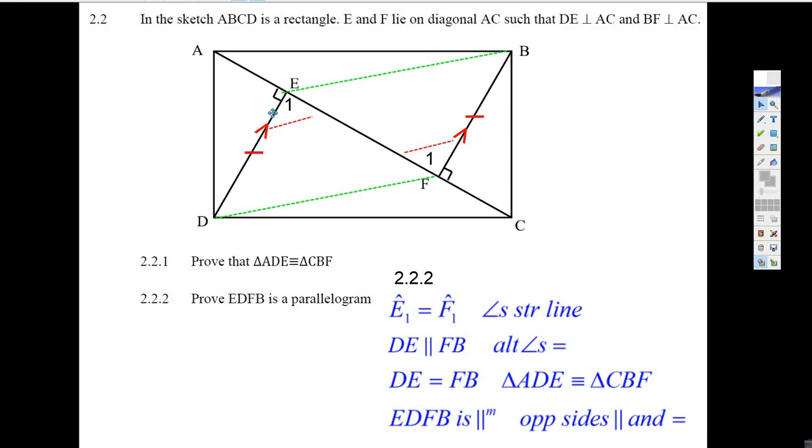a quadrilateral is a parallelogram, if I can show that they're parallel and equal. Now, there's other ways to do this probably, but I think this is one of the best ways. So I hope that helped.